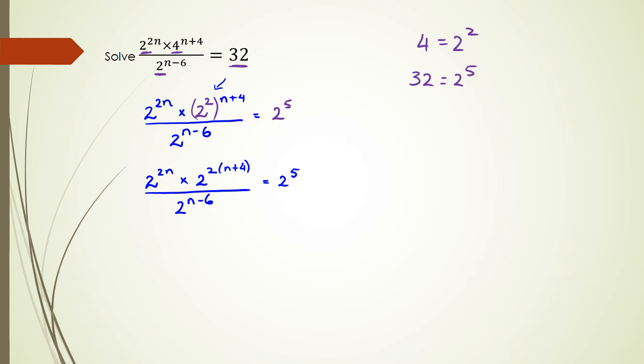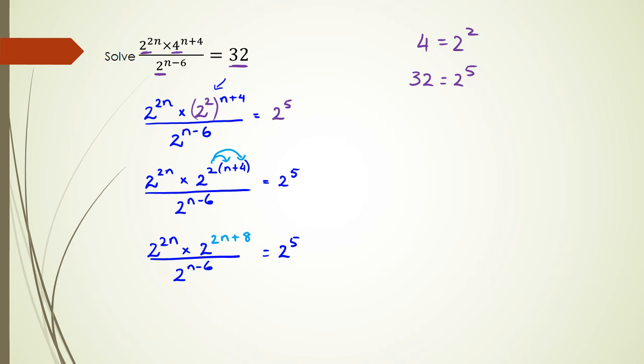So the next step is expanding these brackets. I've got 2 times n, which would be 2n, and then 2 times 4, which would be 8. So that's what I'm going to do in the next line. 2 to the power of 2n, I don't do anything to it, it stays as is, multiplied by 2 to the power of, as I showed earlier with the blue lines, 2 times n is 2n, and then 2 times 4 is 8. And all of this is still being divided by 2 to the power of n minus 6, and that's still equal to 2 to the power of 5.